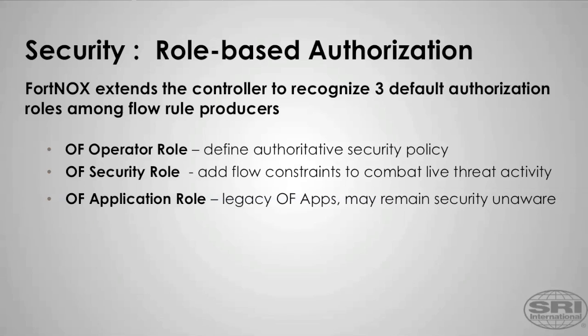A security app monitors the network's live operation and injects new flow rules to constrain traffic producers who are perceived to threaten the runtime integrity of the network. Legacy OpenFlow applications operate as before, with the exception that when an app produces a flow rule command that conflicts with the security policy, the app's rule is rejected.